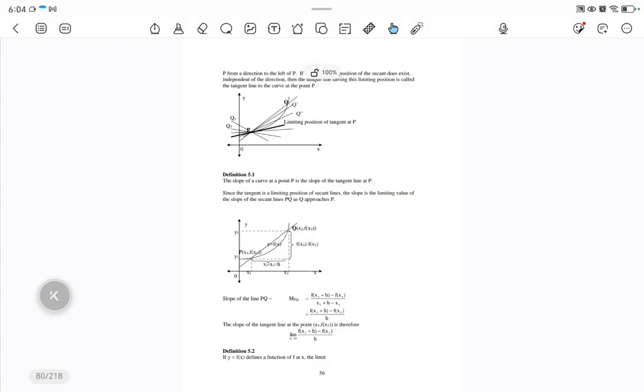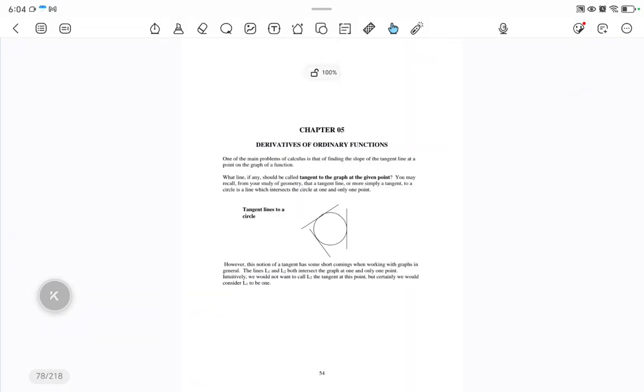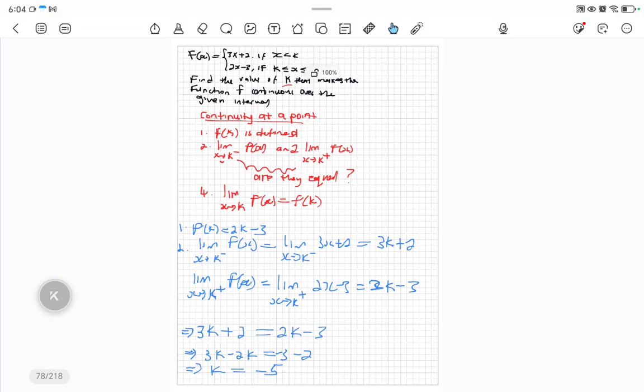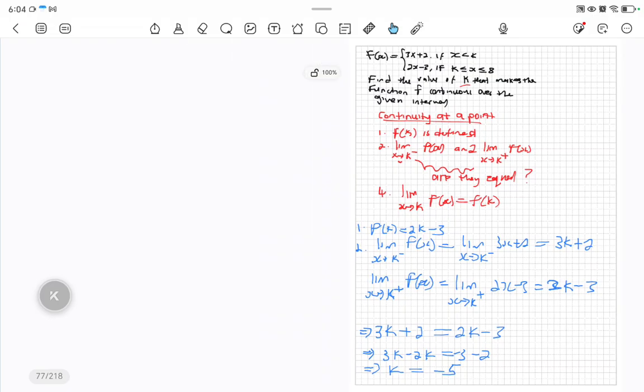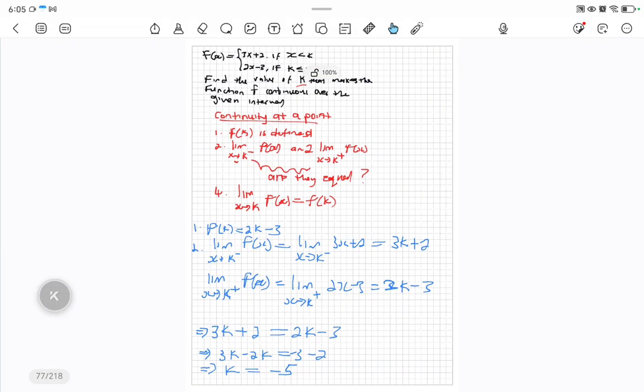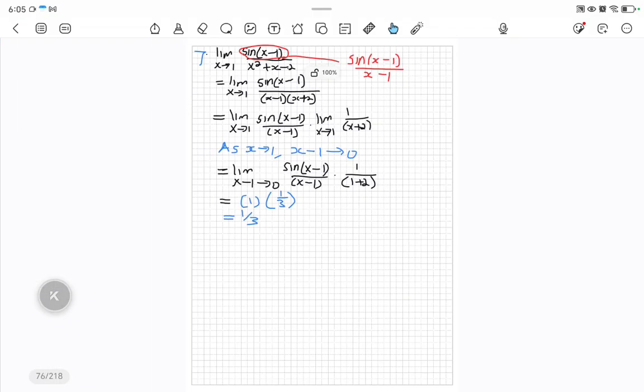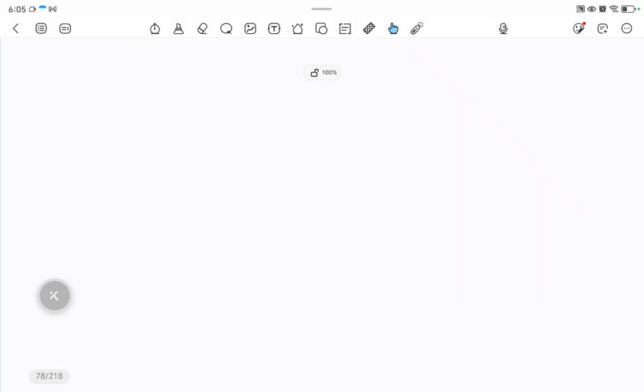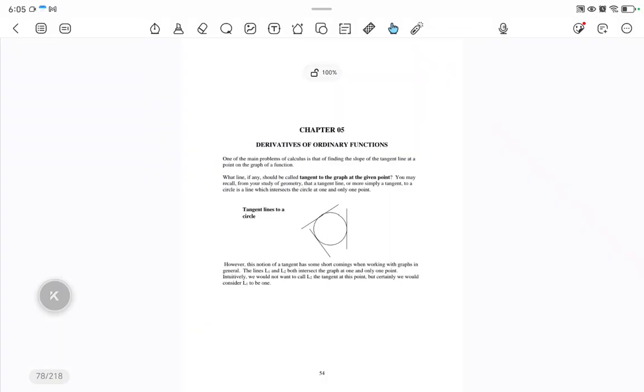Yeah, so now we're going to go to chapter 5. Last time we ended on, I think, continuity. We discussed some questions on continuity. We also covered trig limits. So today we're going to be beginning with ordinary functions, which are derivatives.